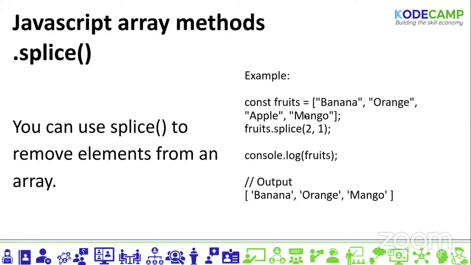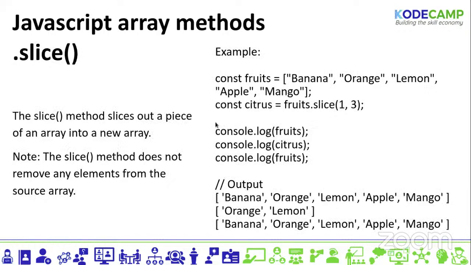If I wanted to remove apple and mango, I would say at the index of 2, remove 2 elements. So it starts from here and removes 2 elements. It will remove apple and it will also remove mango. So that is how splice works.